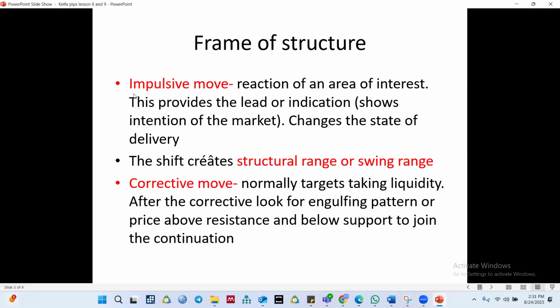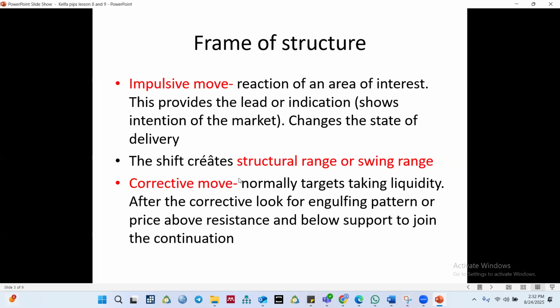First, to remind ourselves, we said that we have to look for an impulsive reaction or move from an area of interest. This will provide an indication or a lead, in other words, to show the intention of the market, especially when this impulsive move breaks structure. That will show us that there is a change in the state of delivery. The change of the state of delivery, or the shift, creates our structural range or swing range.